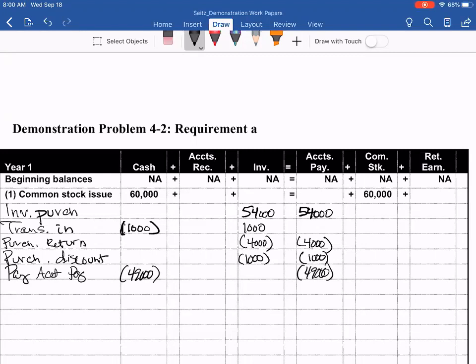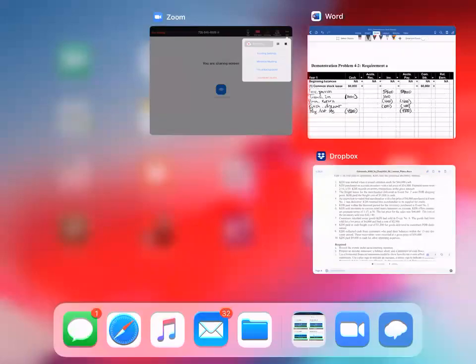Six, KDS sold the inventory to various retail stores on account. KDS offered customer payment terms of 1/15, net 30. So a 1% discount if paid within 15 days. Otherwise, the full amount has to be paid within 30 days. The list price for the sales was $68,000. The cost of the inventory sold was $42,140.